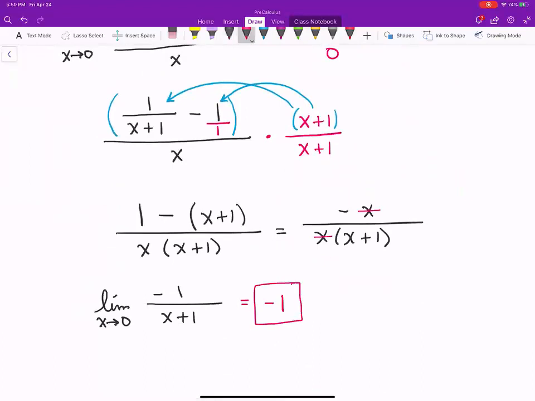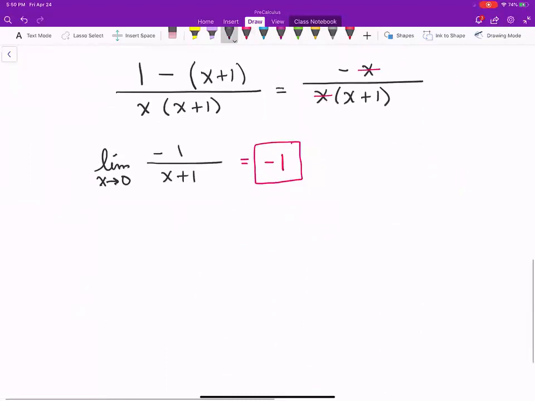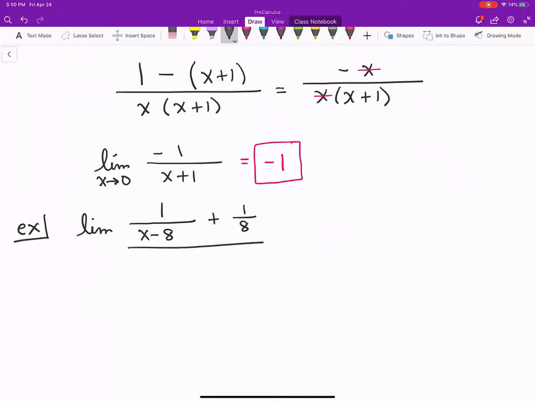All right, so I'll give you one to try on your own, and then the video will pause and have you test it out, see how you're doing. Let's do the limit of 1 over x minus 8 plus 1 over 8 over x as x approaches 0. Pausing so that you can see it.